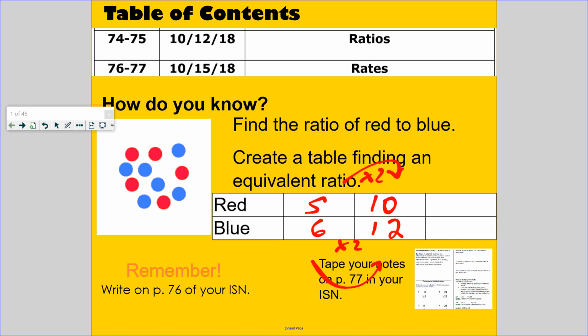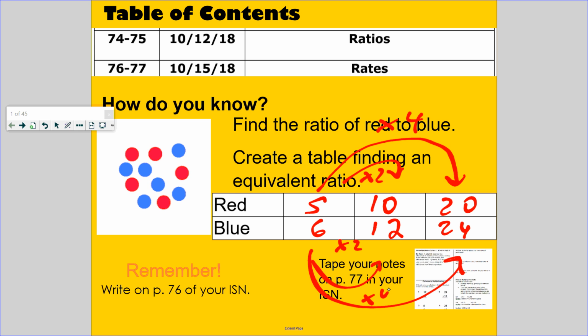What if I double 10 and 12? That would be 20 and 24. So what's the relationship between 5 to 20? The relationship is times 4. What's the relationship between 6 to 24? Times 4. Well, that word is called scale factor. The scale factor is times 4. Scale factor is what you are multiplying by to get the relationship.